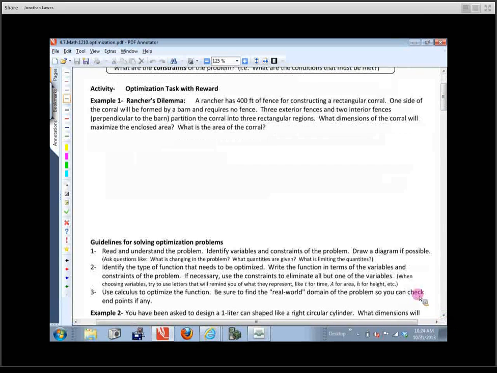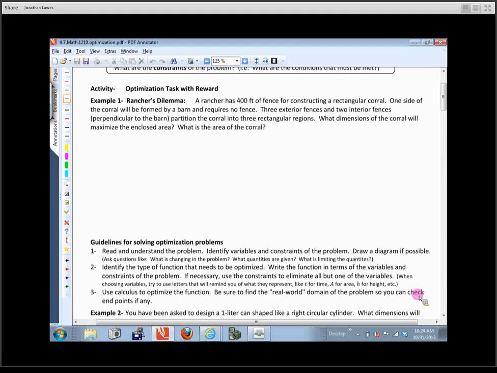So I think this is in your textbook or one very similar to it. They call this the rancher's dilemma. So a rancher has 400 feet of fence to construct a rectangular corral. One side of the corral will be formed by a barn that requires no fencing. Okay, so there's a very large barn. We're going to put the fence up against there, and we're going to corral the animals against the barn. It says 3 exterior fences and 2 interior fences perpendicular to the barn partition the corral into 3 rectangular regions. Okay, what dimensions of the corral will maximize the enclosed area, and what is the area of the corral?